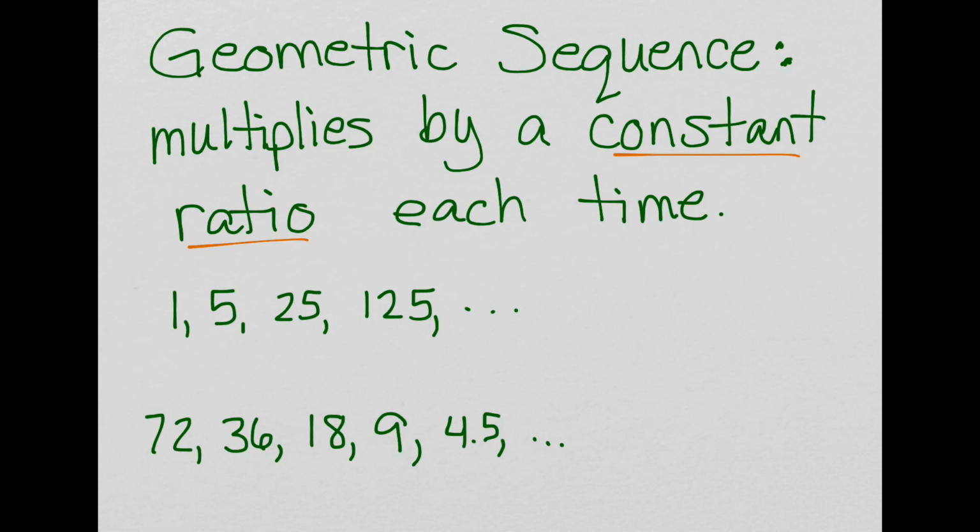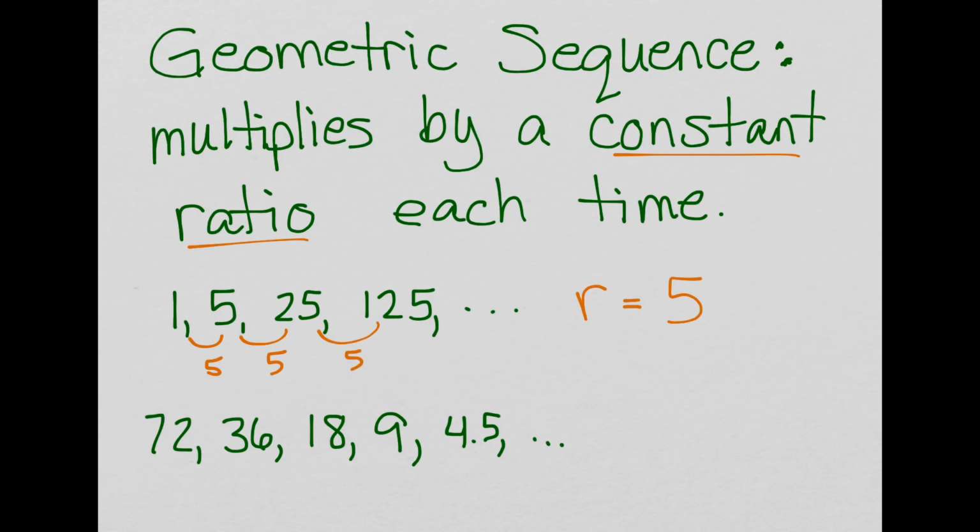So what are we multiplying by in this first sequence? We've got 1, then 5, then 25, then 125. Well, it kind of looks like I'm multiplying by 5 every time. And if I check it on all of them, it does work. So my constant ratio this time is 5. Okay, let's look at this one.